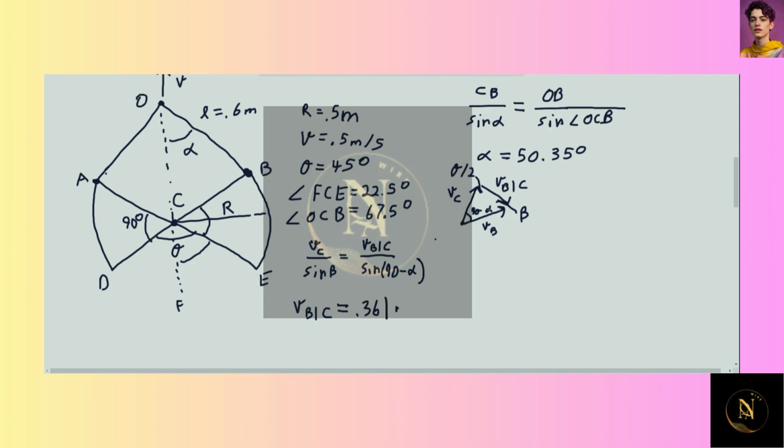will give us 0.361 meters per second. We can then find the angular velocity for that bucket. Omega equals VB with respect to C divided by the length between them, which is 0.5 meters, that's R, which gives us 0.7212 radians per second.